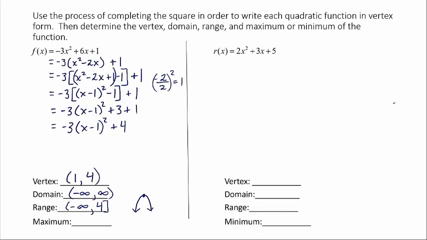Okay, and then it says, what is the maximum? The maximum is simply the highest y value of the function. Don't list it as a point, just list it as an actual y value. So a maximum or minimum is a y value. Now let's look at r of x equal to 2x squared plus 3x plus 5. Same story as what we did over here. We've got to factor just out of the first two terms here. We're going to factor out 2.